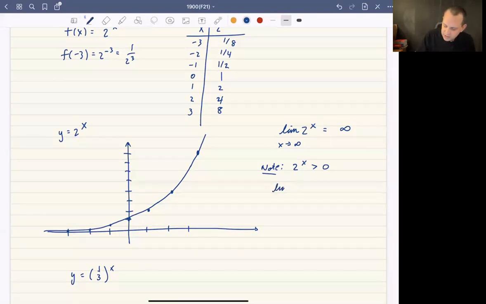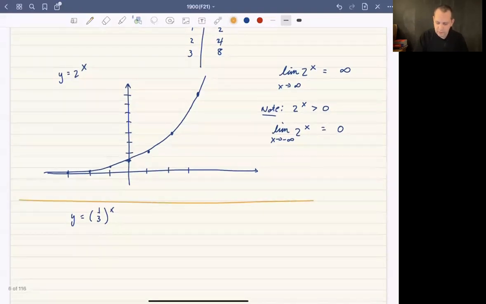On the other hand, when we take the limit of 2 to the x as x goes to -infinity, as x gets large in the negative direction, the values get very small, and this approaches 0. So the limit of 2 to the x equals 0 as x goes to -infinity, but it's never equal to 0. Just something to keep in mind there.